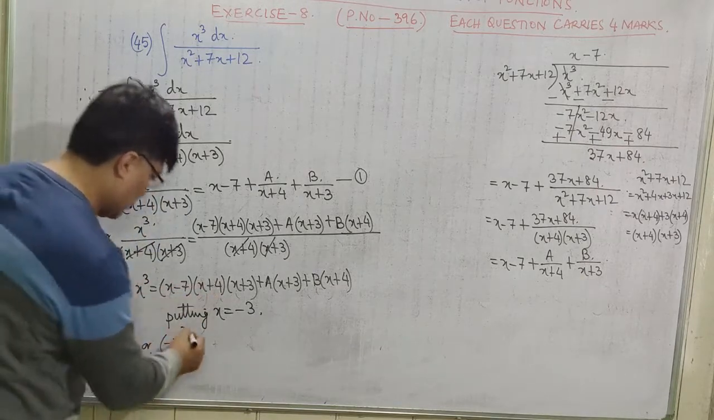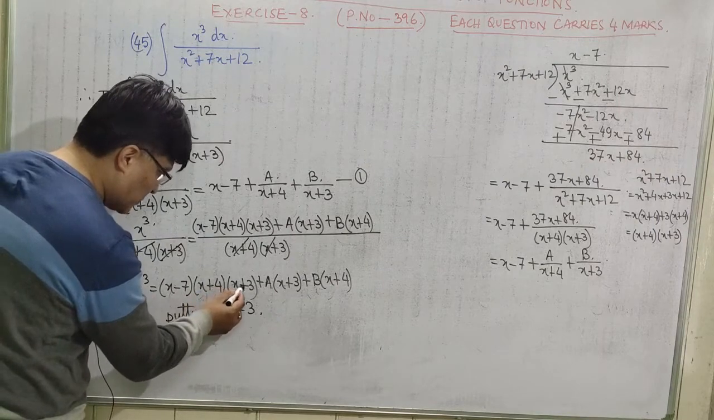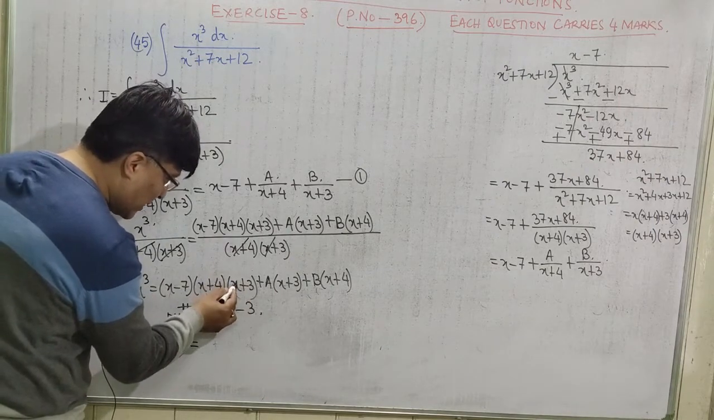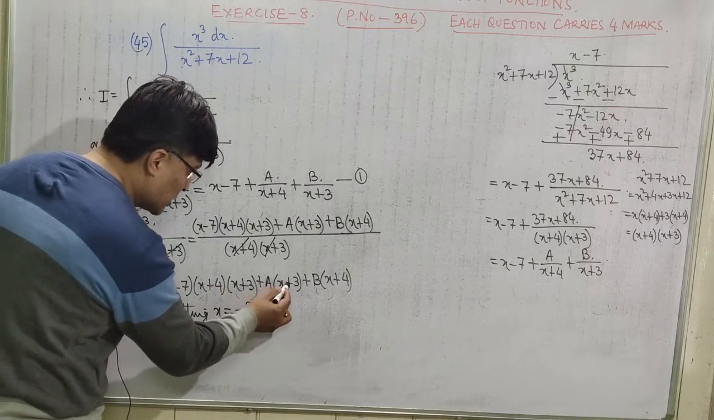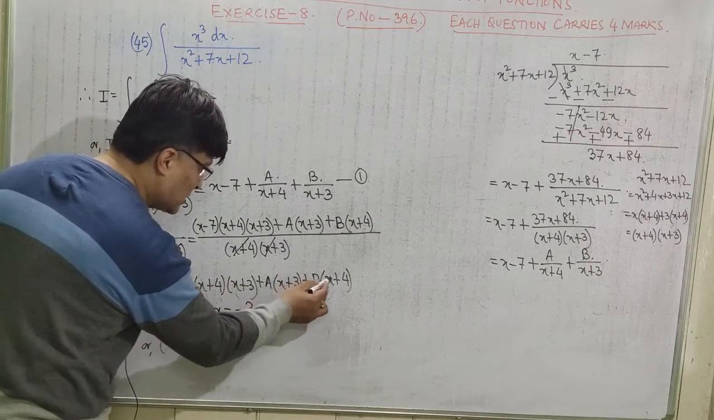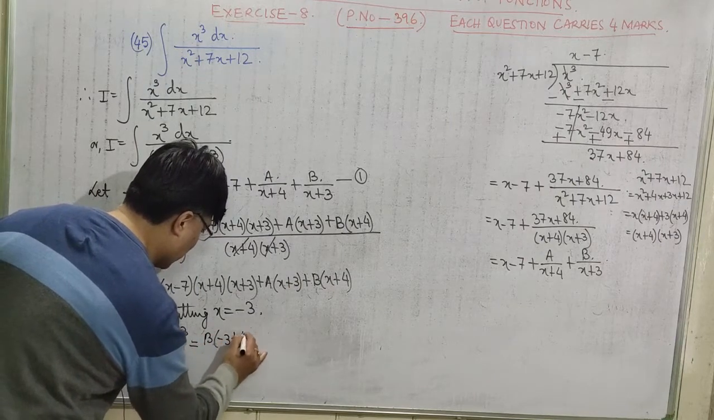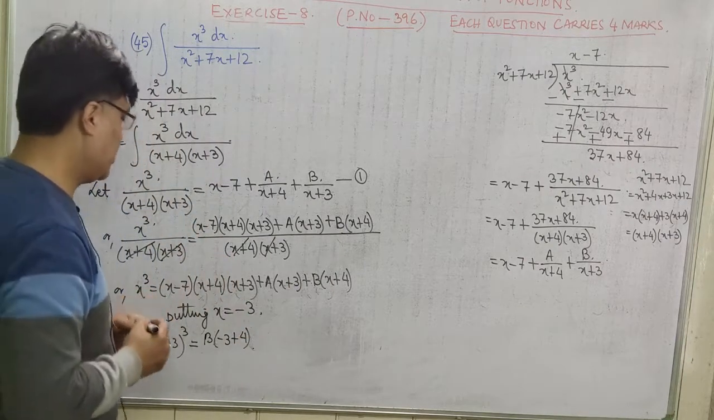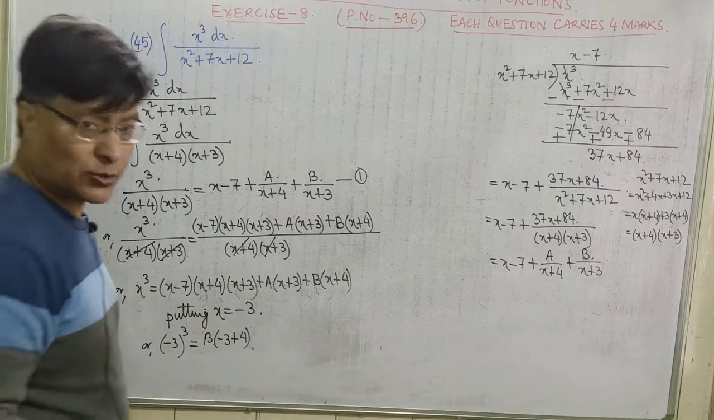This is minus 3 whole cube, which is equal to, this term is also 0 because there is x plus 3. If you put x is equal to minus 3 here, minus 3 plus 3 is 0, so the whole term is 0. This is also x plus 3, which is 0. Only this term remains, B into minus 3 plus 4, right? So I think you have understood it.